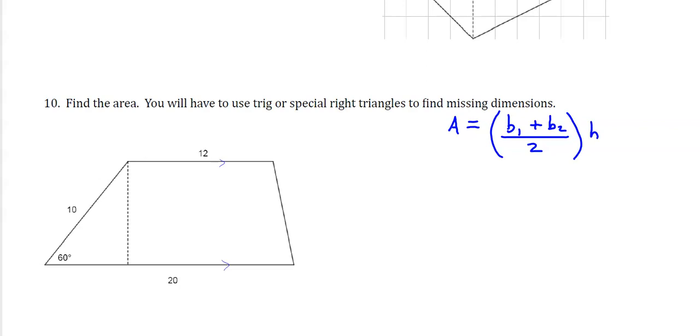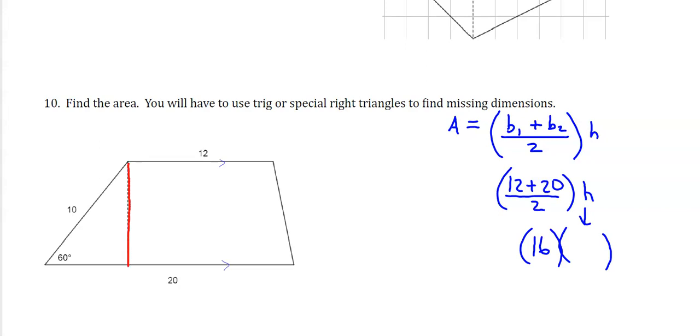Well, we're missing some things. We do have both bases. So we have the 12 and we have the 20, and we can chop that in half. We're missing the height though. Well, let's calculate this. That's 32 divided by 2, that's 16. So now we just have to figure out what h is. So that's where I'm going to use these other numbers here.